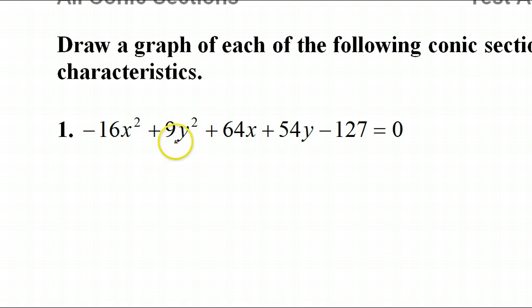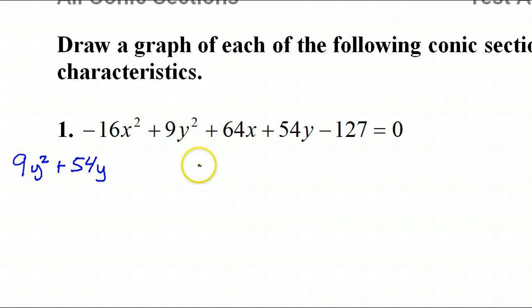I'm going to put my y's out front because they happen to be positive right now. So I'm going to start with 9. Let me make this a little bit smaller so I can fit more. Okay, so I'm going to start with my y's because they're both positive. So 9y squared plus 54y. Okay, I'm putting those together.